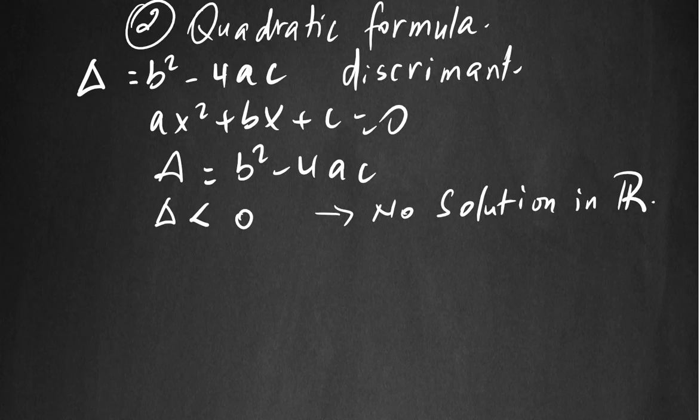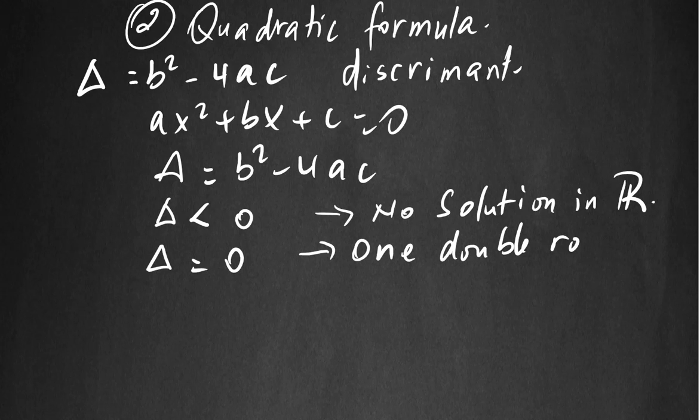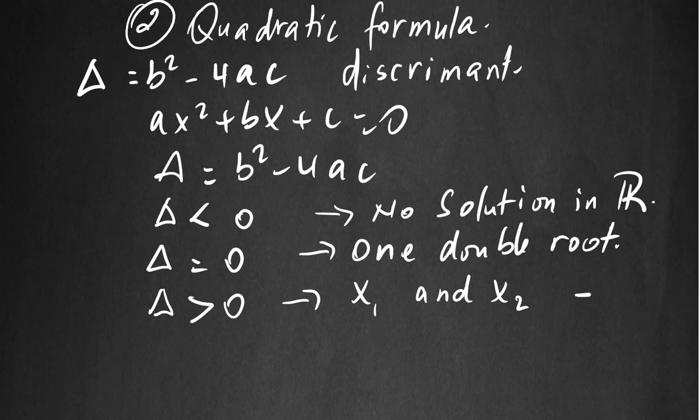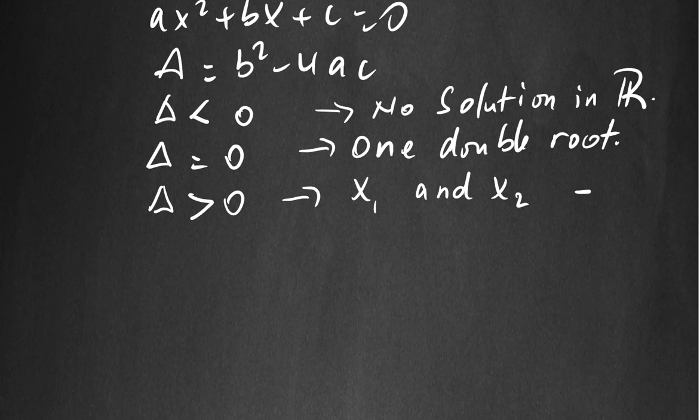But we will find a solution in the complex system. But when delta is equal to 0, very interesting, that means we have a double root. The root is there but twice, only one root. And finally, the most interesting case, when delta is greater than 0, we have x1 and x2, two roots. So depending on the situation, we are going to have no solution, one root or two roots.